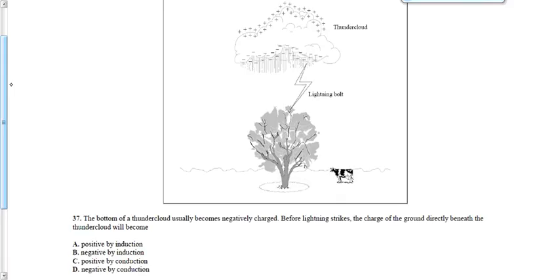There's a thundercloud that becomes negatively charged at the bottom. You see that it's actually positively charged at the top? The thundercloud still appears to be neutral, but there's a separation of charge such that the part of the cloud that's closest to the ground is negative. That's the part we care about. What does that do to the ground? Well, it says the bottom of the thundercloud usually becomes negatively charged. Before lightning strikes, the charge of the ground directly beneath the thundercloud will become what?